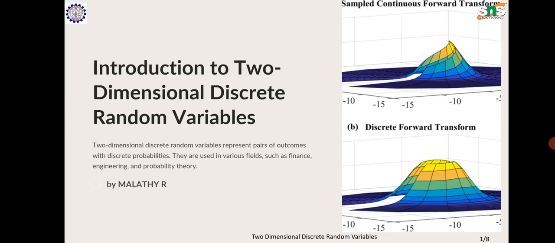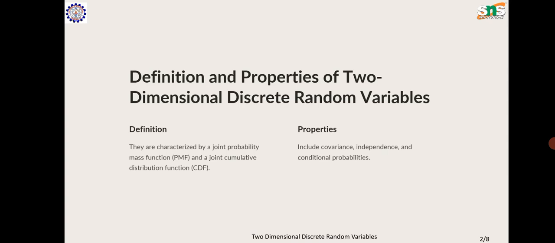Two-dimensional discrete random variables represent pairs of outcomes with discrete probabilities. They are used in various fields such as finance, engineering, and probability theory. Definition and properties of two-dimensional discrete random variables: they are characterized by a joint probability mass function and joint cumulative distribution function. The properties include covariance, independence, and conditional probabilities.